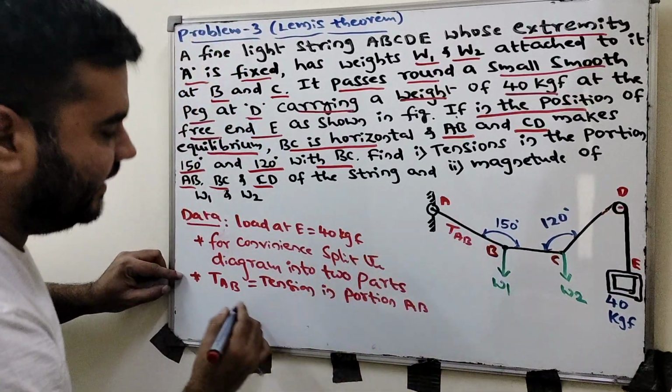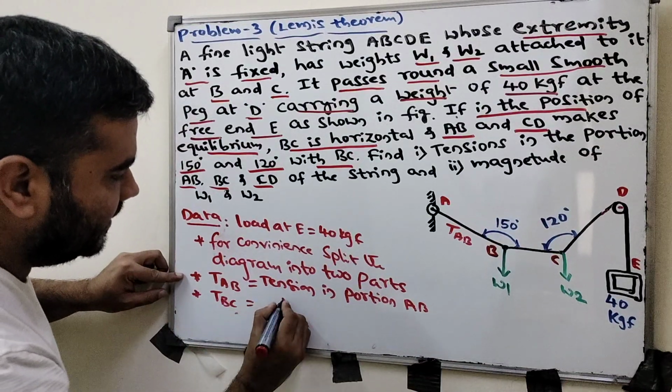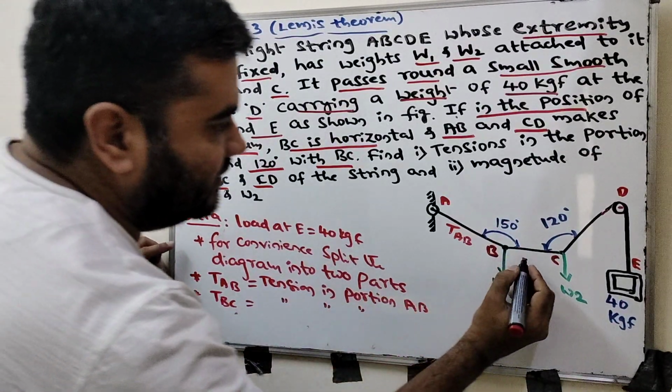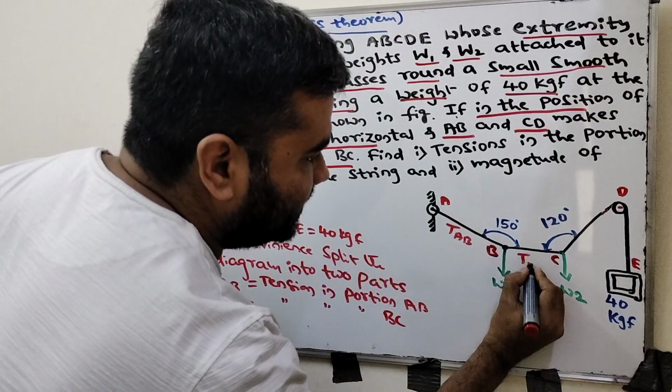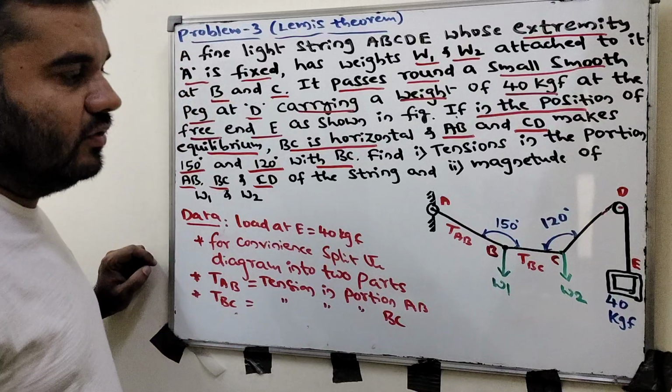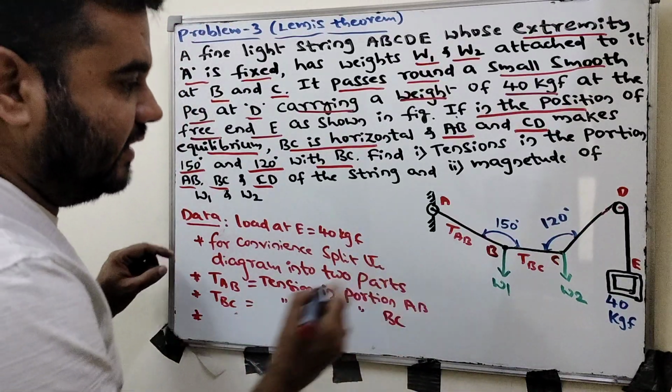Okay. Similarly, T of BC. T of BC is the tension in portion BC. In portion BC here, this will be T of BC. We can give it here. Okay. Next, the point is T of CD.